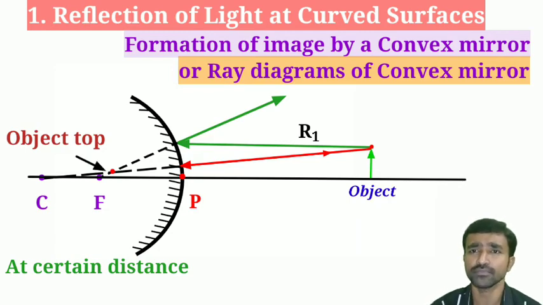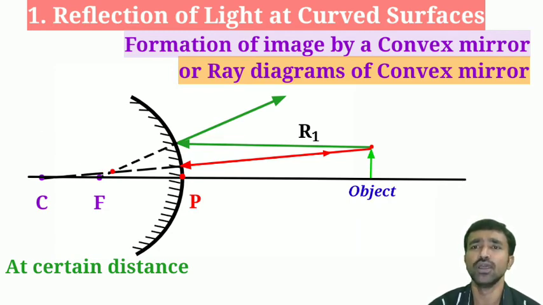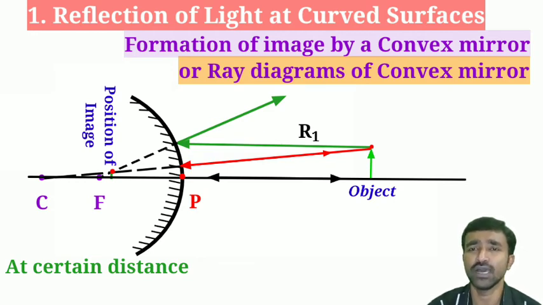Then what about the bottom of the object? That object bottom is located on the principal axis, so the image bottom is also located on the principal axis. To get that, from the converging point of the reflected light rays, draw a perpendicular line onto the principal axis as you see here. So this is the position of the image. Where it coincides with the principal axis, that is the bottom. That converging point is the top of the image. So this is the height of the image.